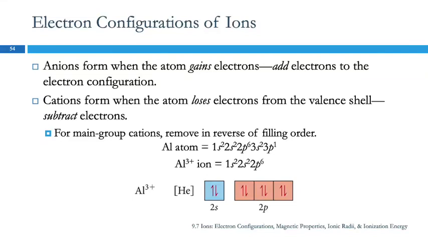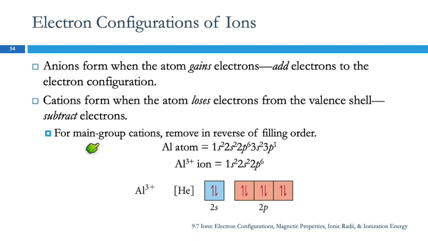We talked a little bit about ions in terms of electron configurations. We know that anions form when atoms gain electrons. So then we're just going to add electrons to the electron configuration, and that usually causes no problem. Cations form when the atom loses electrons, so we need to subtract electrons. And this can get a little bit tricky.